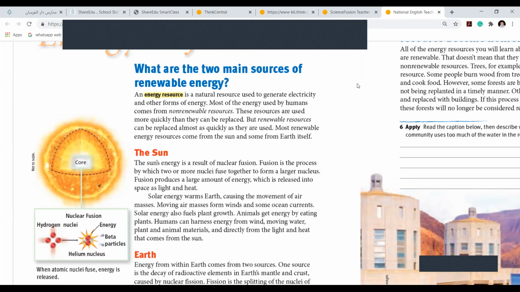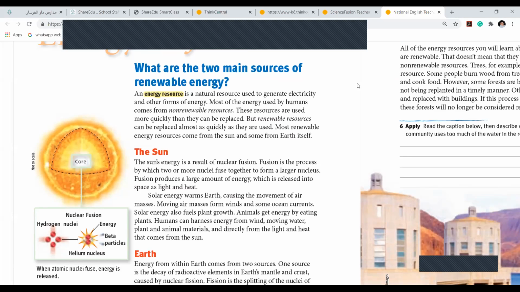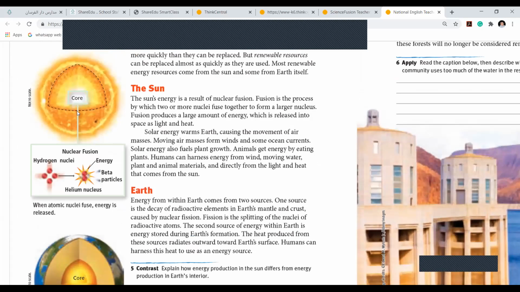Most renewable energy resources come from where? They come from the sun and from the earth. They have even shown you how, from the core, through nuclear fission, the nucleus divides, with hydrogen and helium. Remember I told you about fission and fusion in the last class, where nuclei divide. That was something natural, but it takes a really long time.